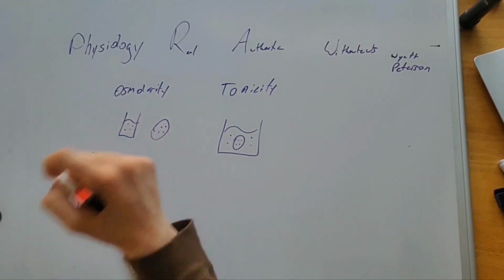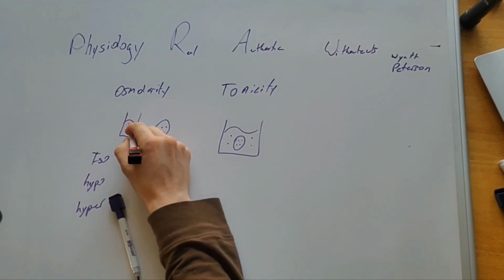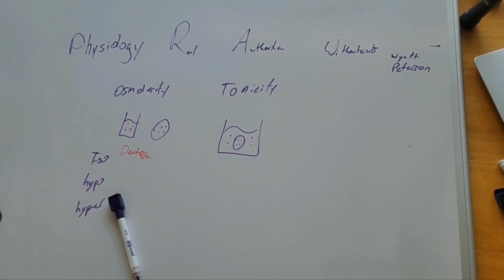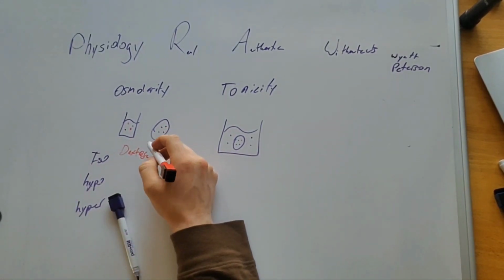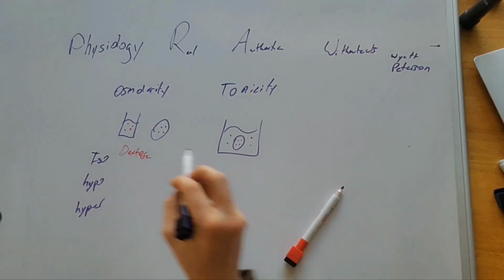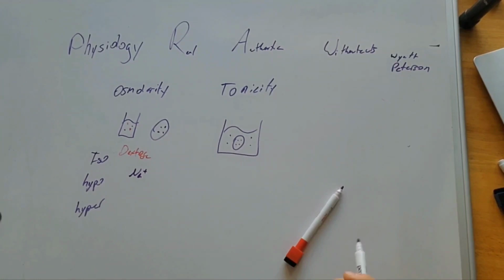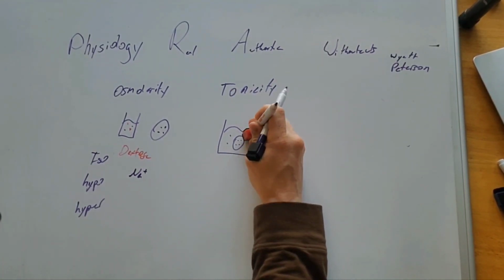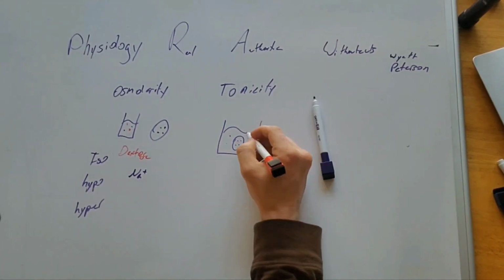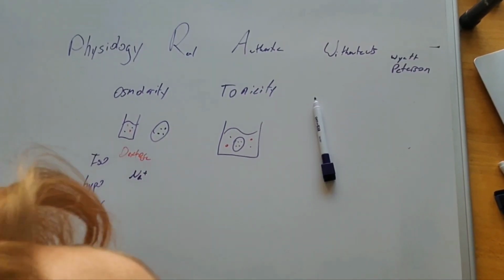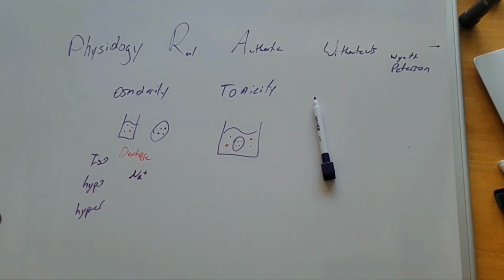So this solution still has four particles, but these two particles are going to be dextrose or just other things that are permeable to the cell membrane. While the purple ones right here are going to be something like sodium that is not permeable. So I'll switch this up a little bit. So now we've got dextrose in the solution. All right.